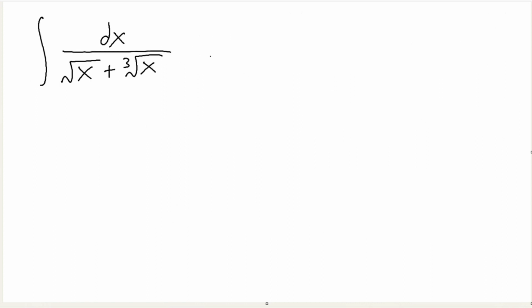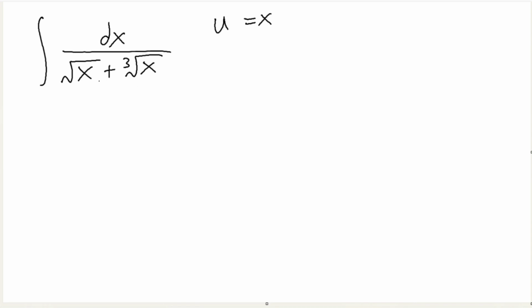Oh god, there are two different radicals: a square root and a cube root. What do we do? You need to find a power of u that we can plug in for x such that this cancels out and this cancels out. So what exponent do we use to cancel out this cube root and square root?